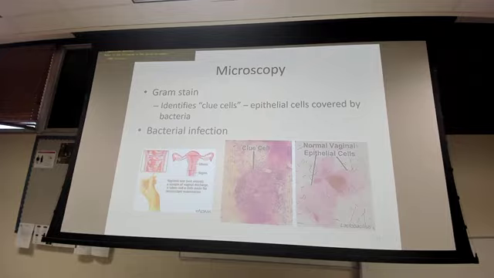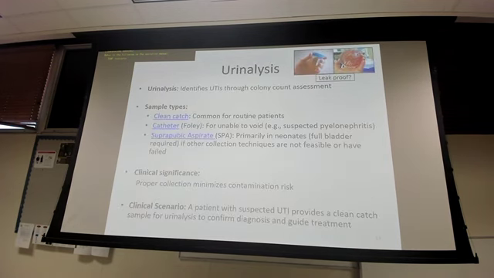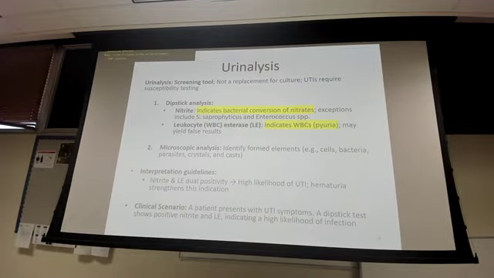Saying a lot of the same stuff over and over. So gram stain identifies the clue cells and epithelial cells covered in bacteria. Urinalysis, I think we have talked about urinalysis so much. So the most common for routine patients is what type of urine? Right, clean catch is the most common. Your catheter or Foley is for those that are unable to void. And then you have your suprapubic aspirate, primarily for those neonates, for the babies.